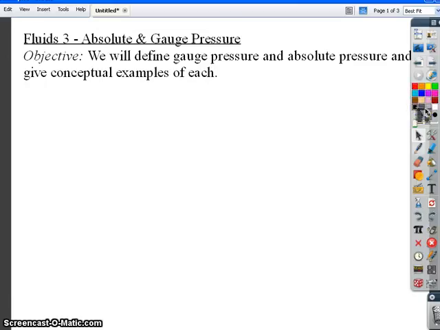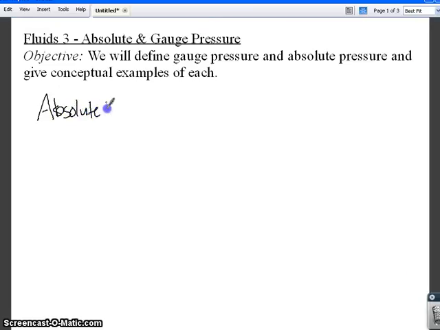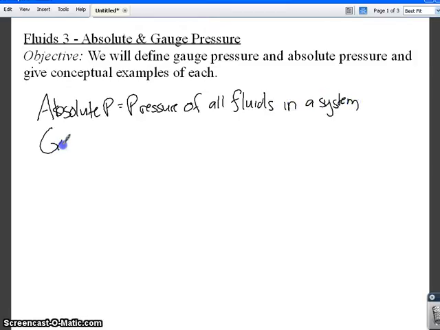So we're going to start off with absolute pressure. Absolute pressure is the pressure of all fluids in a system, and gauge pressure is the pressure minus the pressure of the atmosphere. Let me give you a common example.